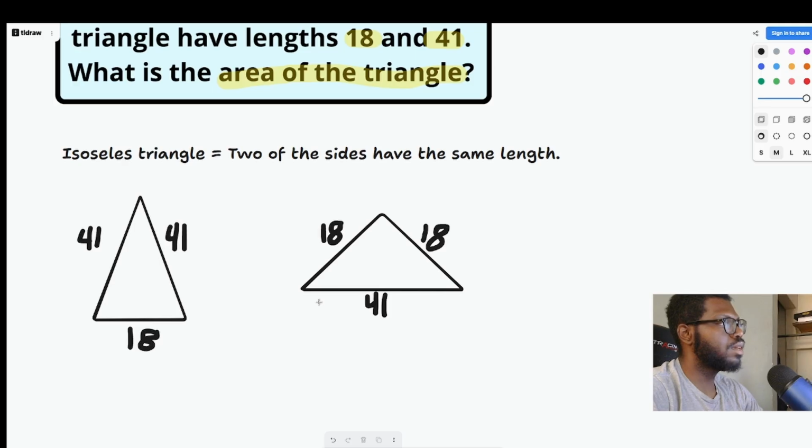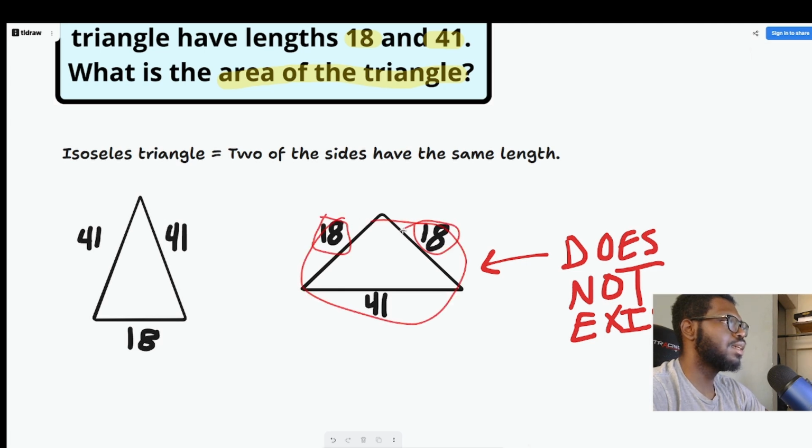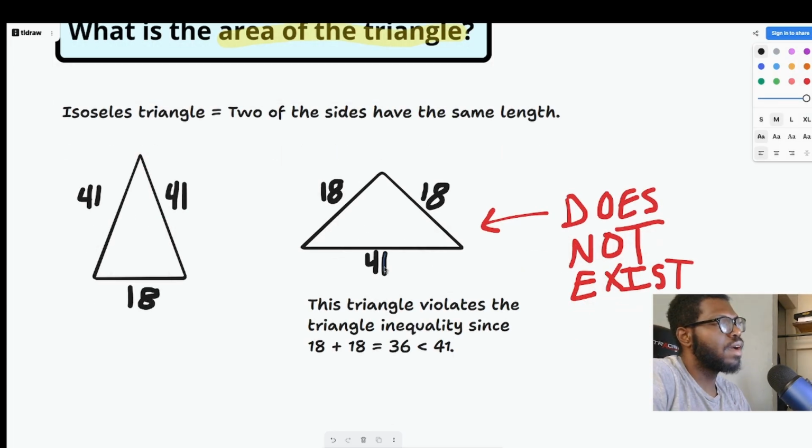If you think about this closely, one of these triangles actually cannot exist. It's going to be the second triangle right here. And this is from the triangle inequality. For any triangle, the sum of any two sides has to be greater than the length of the third side. The second triangle violates that because 18 plus 18 is 36, but 36 is less than 41. So since this triangle violates the triangle inequality, such a triangle with two sides of length 18 and a third side of length 41 does not exist.